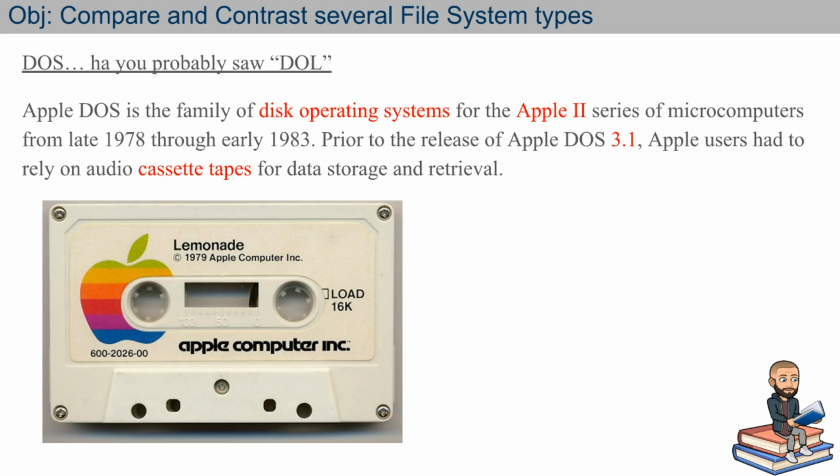Apple DOS is the family of disk operating systems for the Apple II series of microcomputers, which microcomputer just means computer, so don't get freaked out over that. And this was from 1978 to 1983. And prior to the release of Apple DOS 3.1, Apple users had to rely, get this, on audio cassette tapes for data storage and retrieval. That is mind-blowing to me. So they didn't have like a hard disk, they had these cassette tapes.